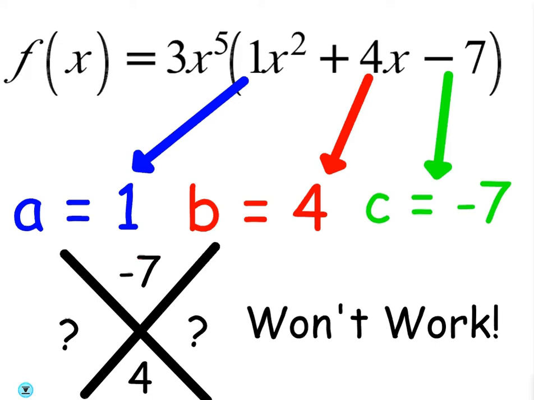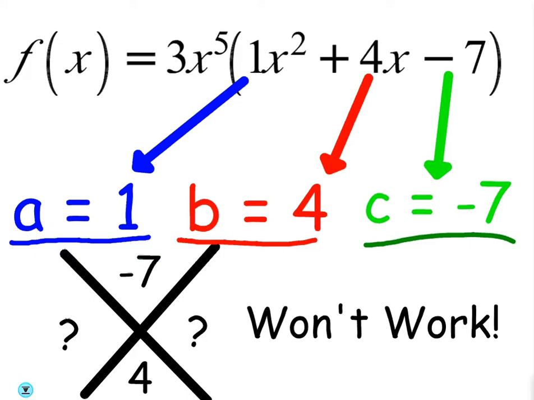But at least write down what A, B, and C are, okay? A is the coefficient of x squared. B is the coefficient of the x term. And C is your constant number. We're going to be using all three of those when we use the quadratic formula.